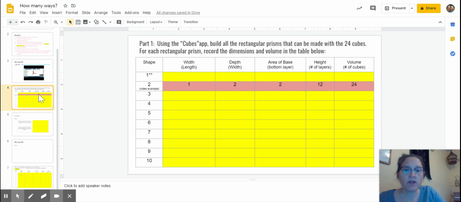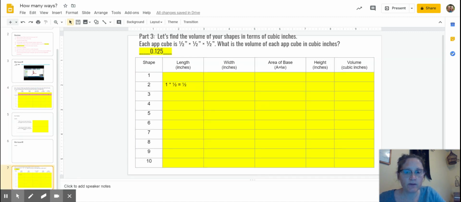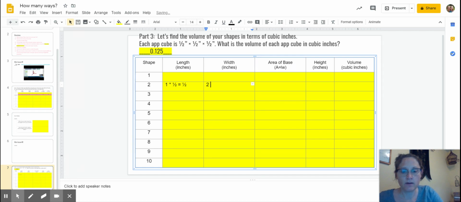I would have to do 2 times 1/2 to know what? That your new width is really how much? What is 2 times 1/2? 1. So I am 1/2 inch by 1 inch. What does my base look like now?